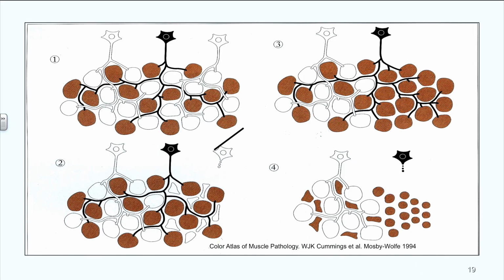This is a great picture from Color Atlas of Muscle Pathology. If you can find and review it, that would be great. Basically, what we are looking at here in number 1 is a normal state of innervation of the skeletal muscle. You have motor neuron A that is sending axon A to light myofibers. You have motor neuron B that is sending axon B to the darker myofibers.